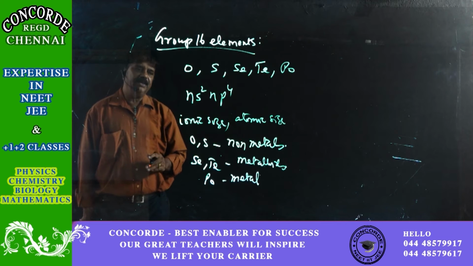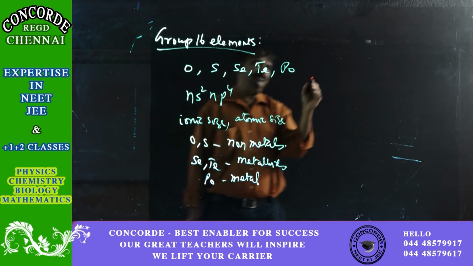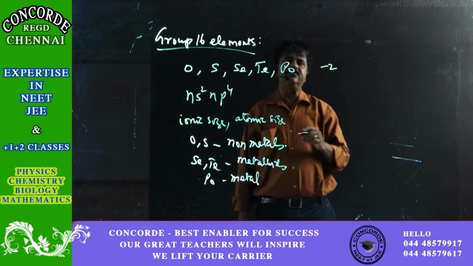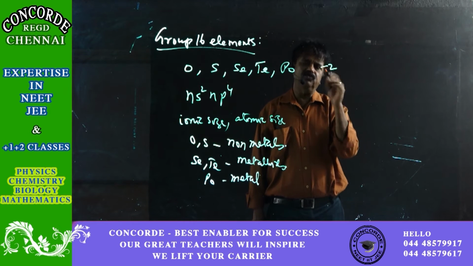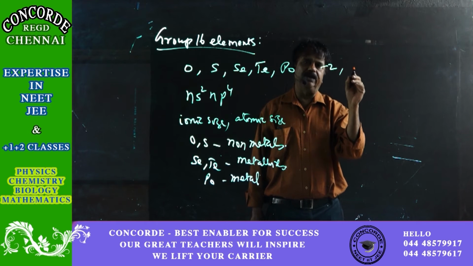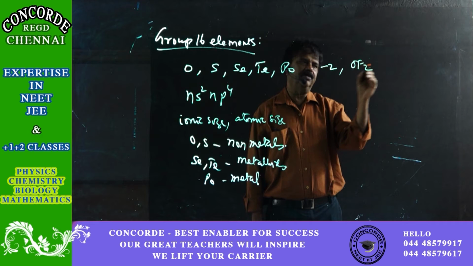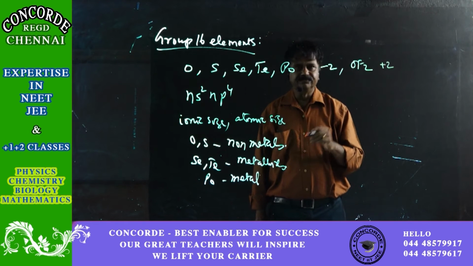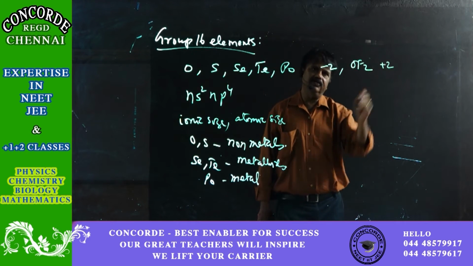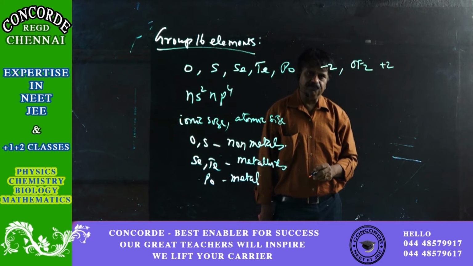If you take the oxidation states, oxygen is preferably -2. Oxidation state is -2 in most of the cases, except when it forms a compound with fluorine as OF2, where it has a +2 oxidation state. When it is combined with another powerfully electronegative element like fluorine, it has a +2 state. Otherwise, oxygen is mostly -2.